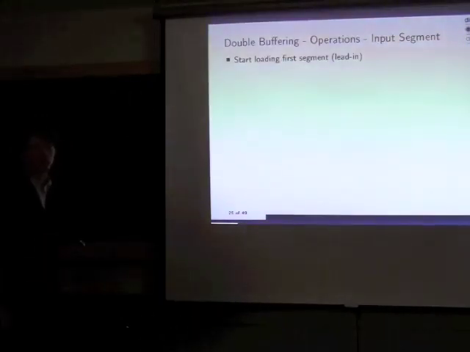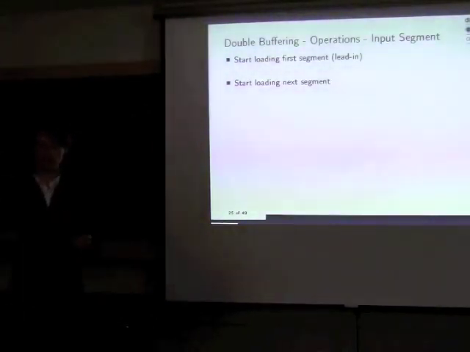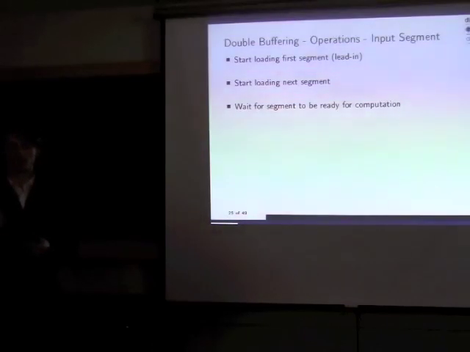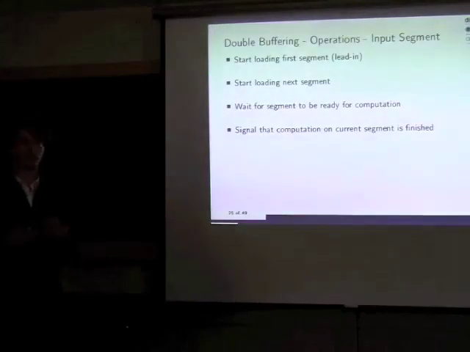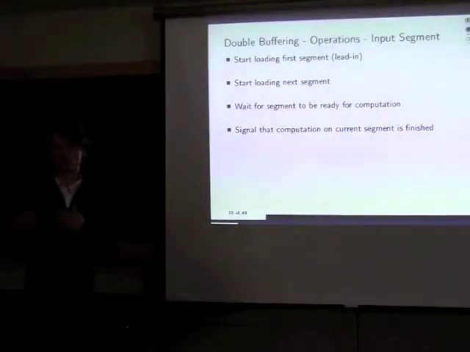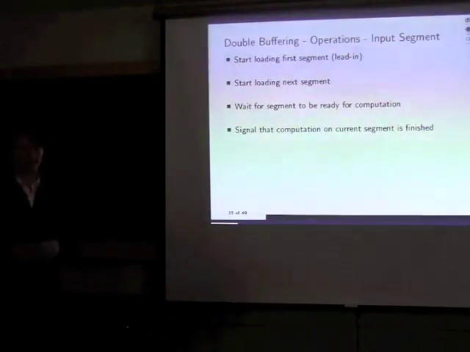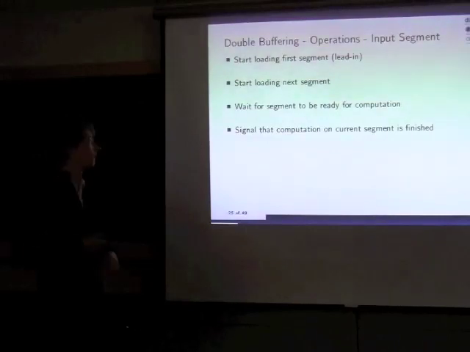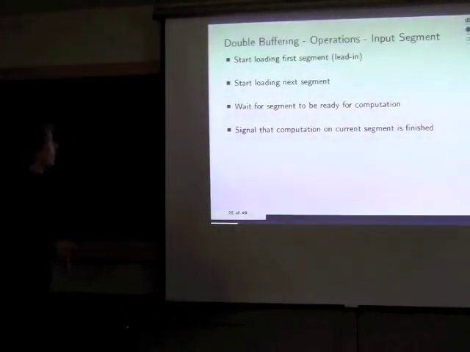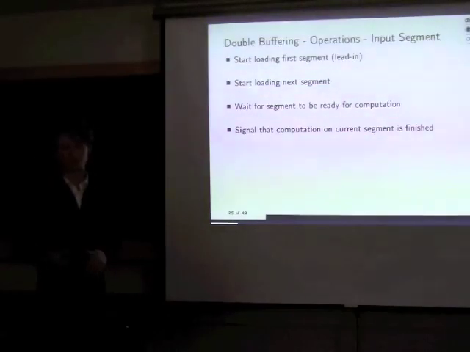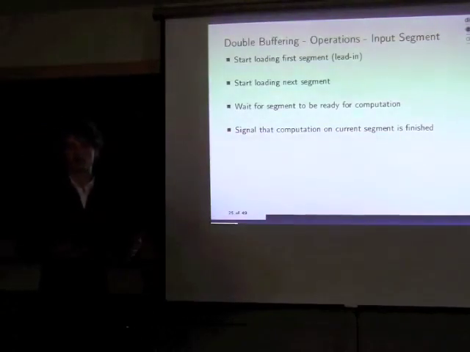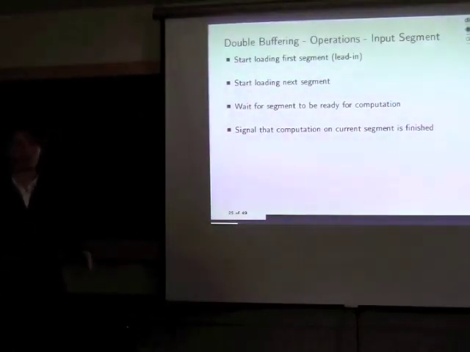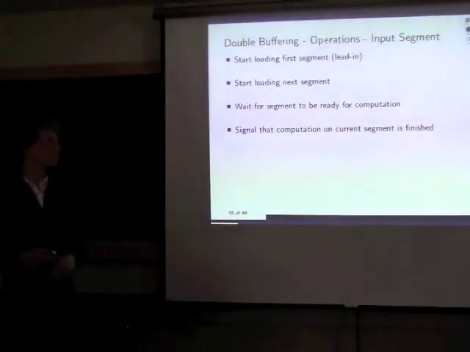So the operations are: we start loading the first segment, we start loading the next segment, we wait for the segment that we want to compute on, and we signal that we are finished computing with this segment, we don't need it anymore. So I looked at these operations and thought, okay, really what's happening here is we're just iterating over some data. Can't I write an iterator that does all this weird double buffering and dynamic memory access for me? And as it turns out, you can.